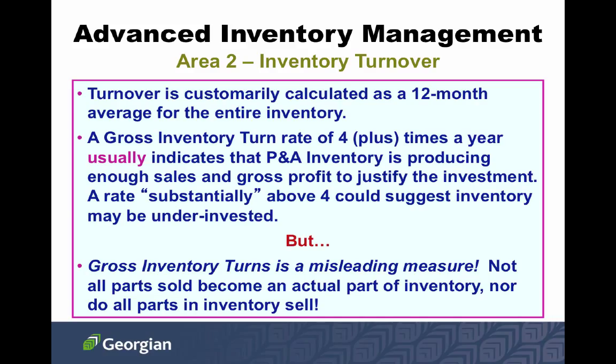Not all parts sold become an actual part of inventory. There may be a special order that moves right through, nor do all parts in inventory sell. In other words, if every piece that you sell during the fiscal year were from a special order, the gross turns would still be the same, yet not a single piece of your inventory has actually turned. And let me maybe give it a more dramatic explanation on that.